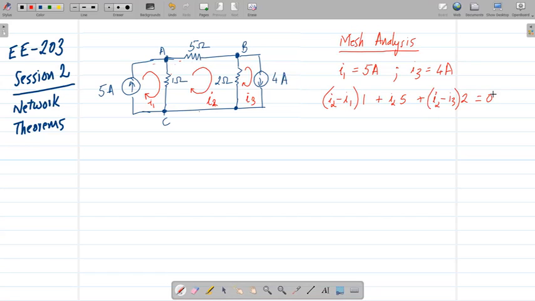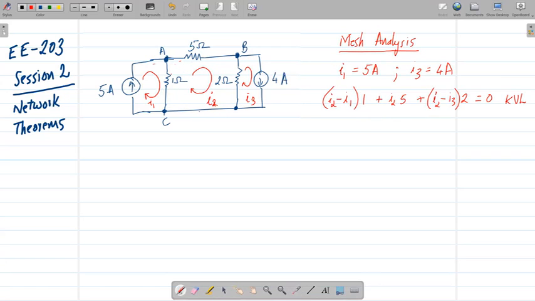What did we do here? We basically applied KVL, Kirchhoff's voltage law, because we said the sum of voltages across the loop is 0. So we said (I2 minus I1) times R1 plus I2 times R2 plus (I2 minus I3) times R3. So the sum of voltages in the loop is equal to 0. So that's the equation we have written here.